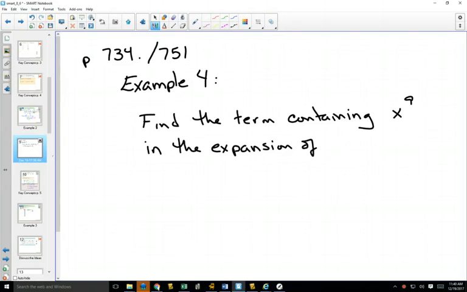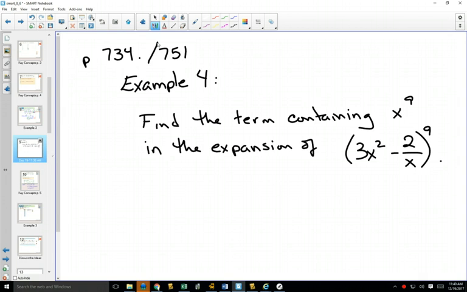Find the term containing x to the 9 in the expansion of 3x squared minus 2 over x to the power of 9. So these last questions that we're going to do are examples of the more difficult questions that involve the binomial theorem. First of all, how many terms would there be if we expanded it completely?